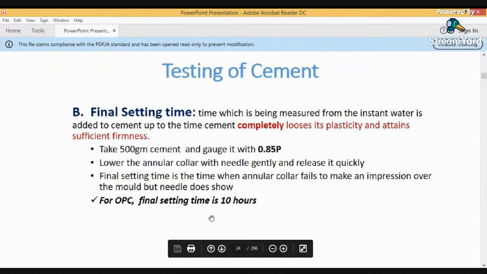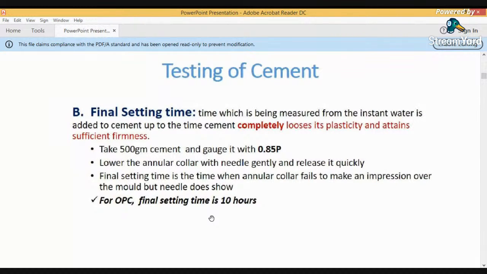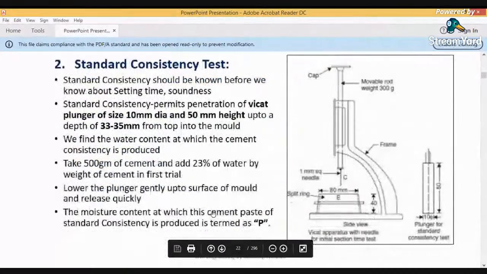Okay. For ordinary Portland cement, initial setting time is 30 minutes. Final setting time is 10 hours. How much cement are you taking? 500 gram. What water are you adding? 0.85 of the standard consistency of the cement. What is initial setting time? The time at which we add the water to the time at which cement just starts losing plasticity. What is final setting time? The time when you add the water to the time when the cement completely loses its plasticity and attains sufficient firmness. What is the size of the Vicat needle? That is 1 millimeter square, the square needle.